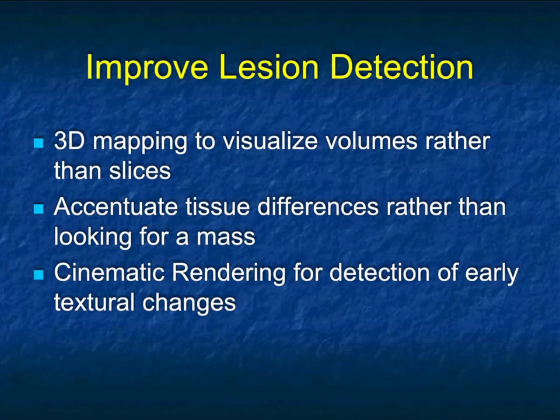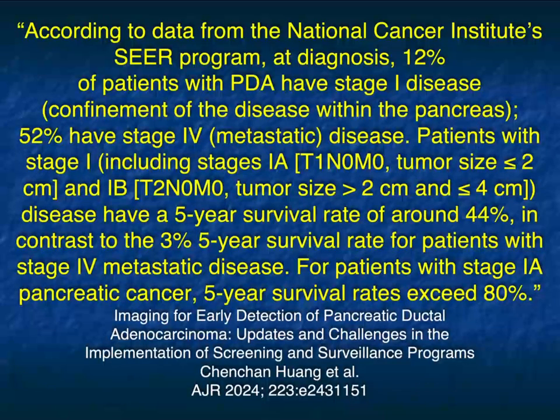CT angiography with 3D mapping, we mentioned cinematic especially, can help show tissue differences between normal gland and abnormal gland, and that's something we're looking at very, very carefully. Now, the SEER data shows that 12% of patients with pancreatic cancer have stage 1 disease, 52% have stage 4. So you can see the biggest problem we have is the fact tumors are picked up late.